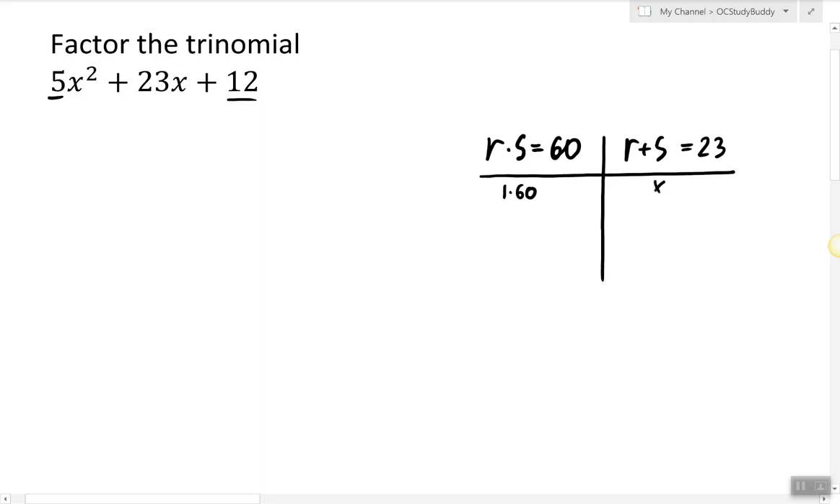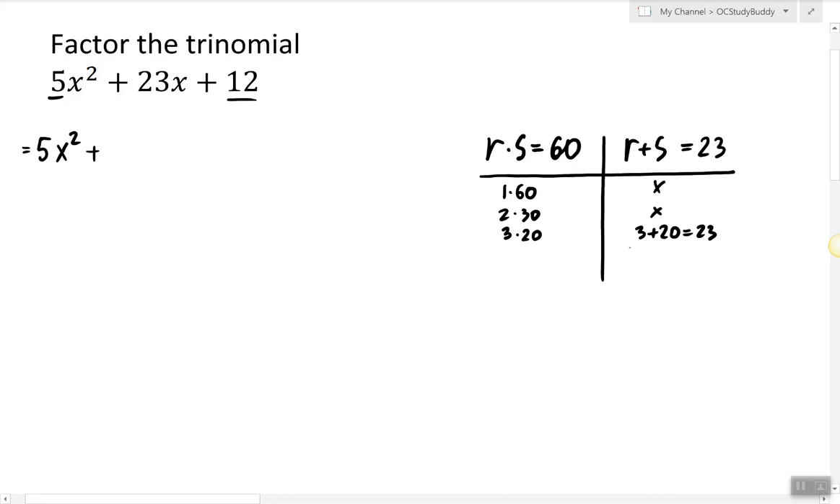Let's start looking. So 1 times 60 is 60, but the sum is not 23, and so on. 3 times 20, oh, actually that adds up to 23. So we found two such numbers, and unlike in the case of when the leading coefficient is equal to 1, here we don't just write the factorization, we actually continue rewriting the polynomial by splitting the middle coefficient into 2.